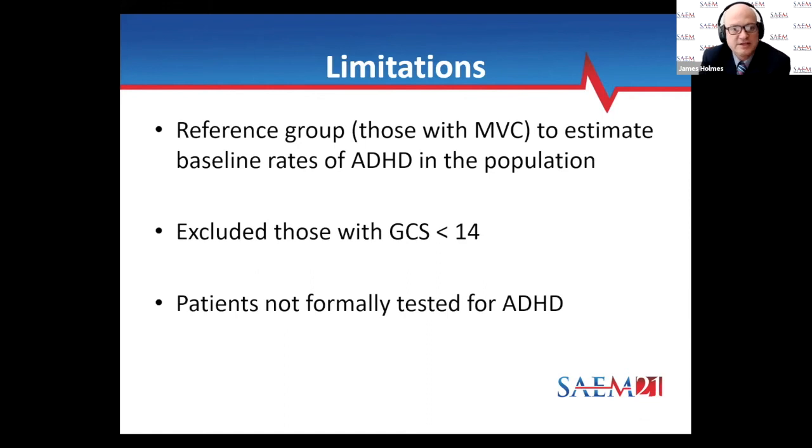There are certain limitations to this study. The reference group, that is those with motor vehicle collision mechanism of injuries, was used to estimate the baseline rates of ADHD in the population. Our baseline estimate was 6.5%, which is slightly below what the estimates are in the general population that range from 7 to 9%. We excluded those with moderate to severe head injury, that is those with GCS of 14, but that is a very minor number of patients in the population.